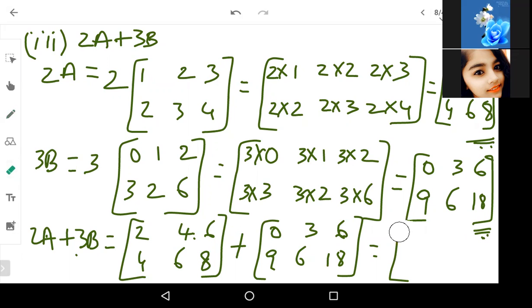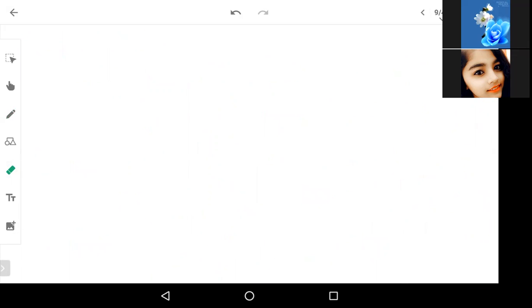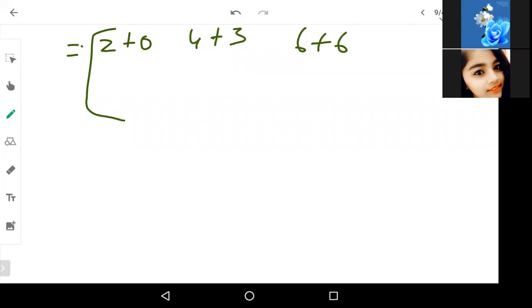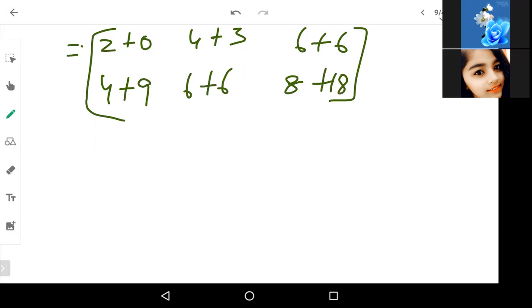I'll take this to the next page so that we can do the calculation. So in the next, we are supposed to add them. 2 plus 0, 4 plus 3, 6 plus 6, 4 plus 9, 6 plus 6, 8 plus 18. 2, 7, 12, 13, 12, 26. Correct, Anusha.